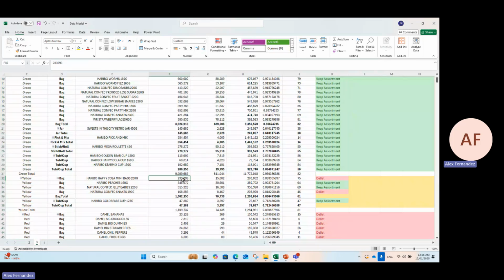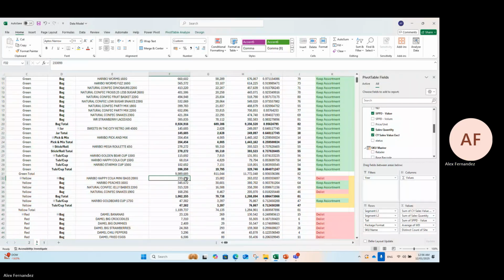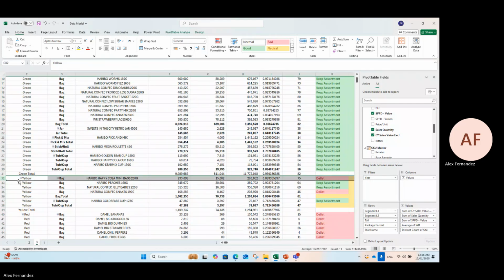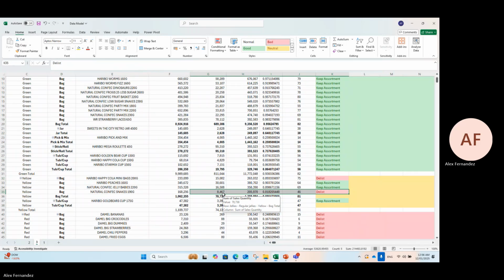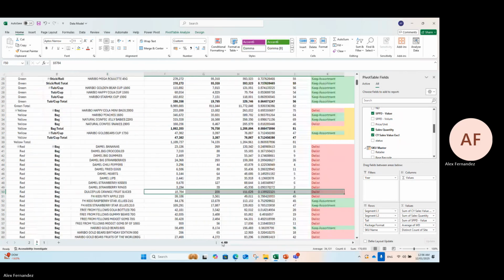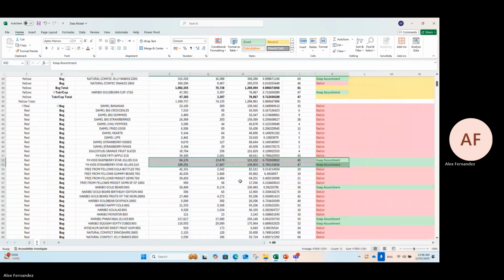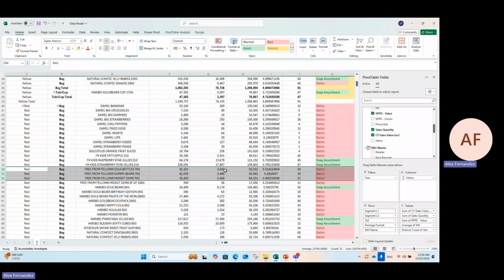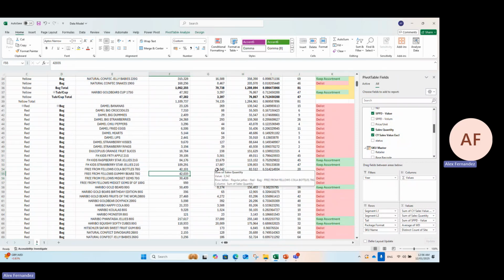Let's double check. So 230. So here, for example, these SKUs, although they have very low volume, have high prices, because you see here it's in the 40Ks.